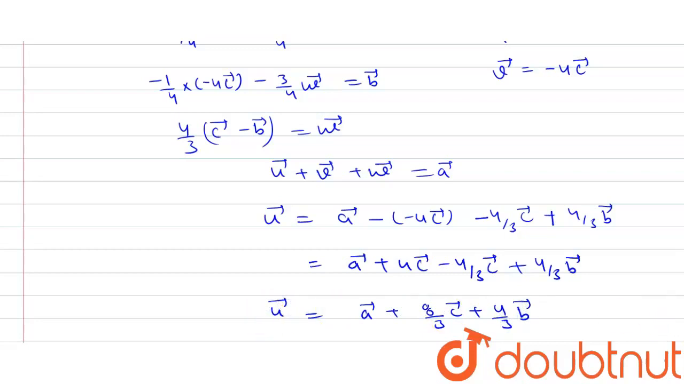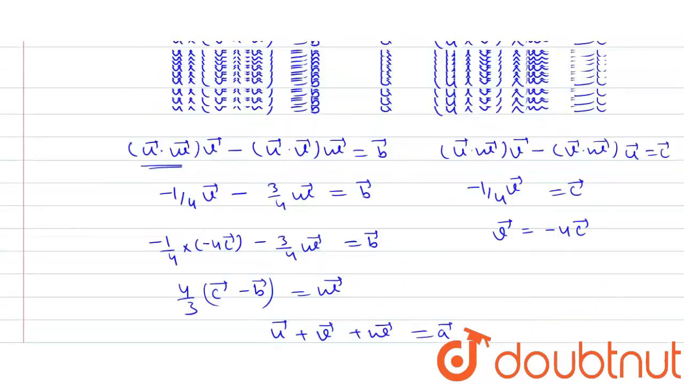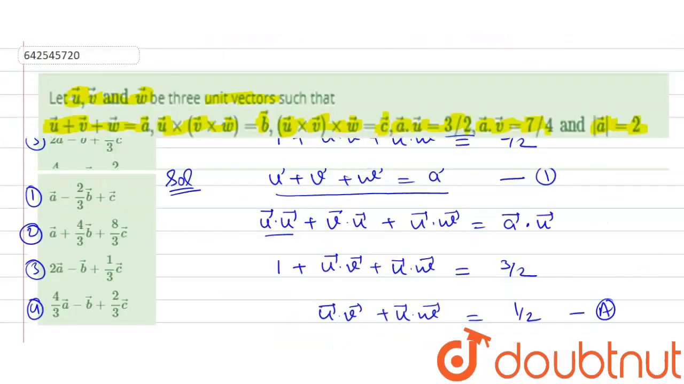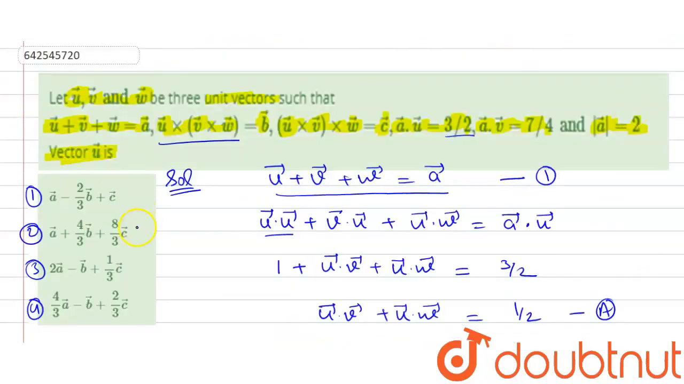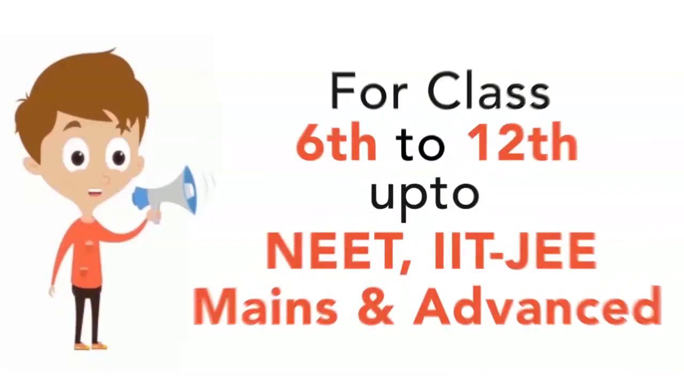Now check which answer is matching: a vector plus 4/3 b vector plus 8/3 c vector. So option 2 is matching, so option 2 is our correct answer.